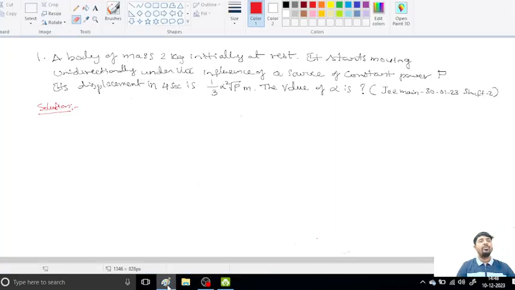Please look at the question. A body of mass 2 kg, initially at rest, starts moving unidirectionally under the influence of a source of constant power P. Its displacement in 4 seconds is 1 by 3 alpha square root P meters. Then you have to find the value of alpha.